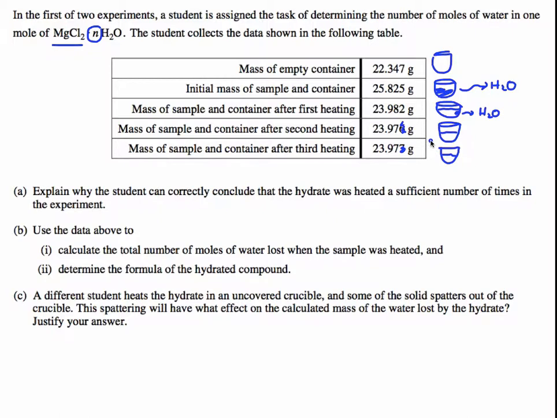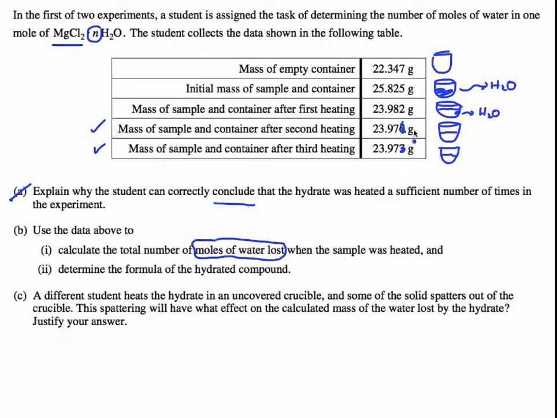So they ask you some questions. The first was, how can they conclude that all the water was removed? So simply, they did heat it to constant mass. That's a simple way to conclude that all the water was removed. Okay. Then they ask you to calculate the number of moles of water lost. And let's just think about how that would be done.